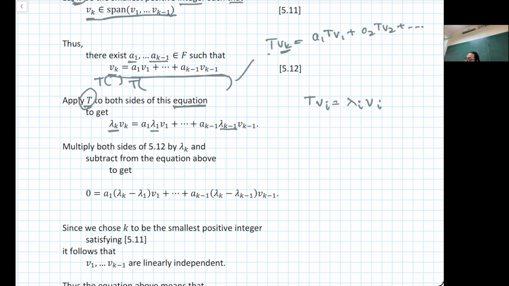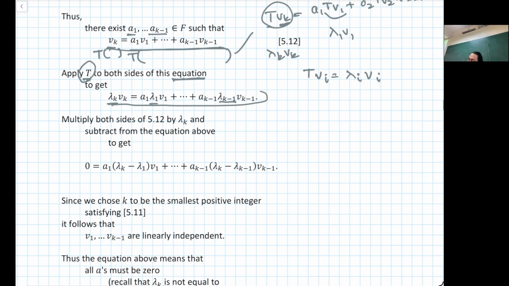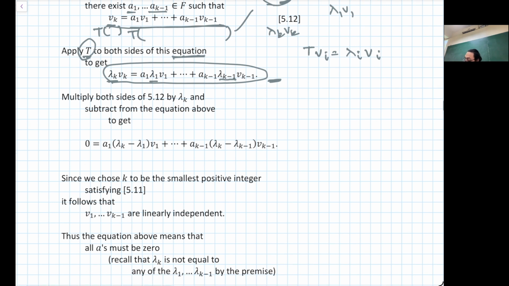So therefore, T vk can be written as lambda k vk. T v1 can be written as what? Lambda 1 v1 and so on, correct? So we have this expression. Is everyone okay until here? Any question until this point? Yes? Can you move just a little bit to the left or right? Is it clear? Sure. Okay, all right.